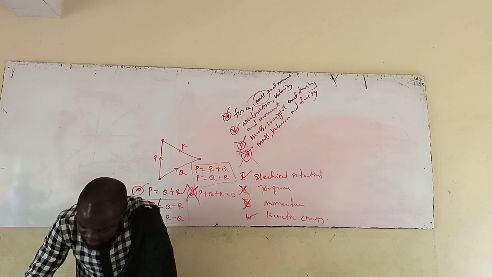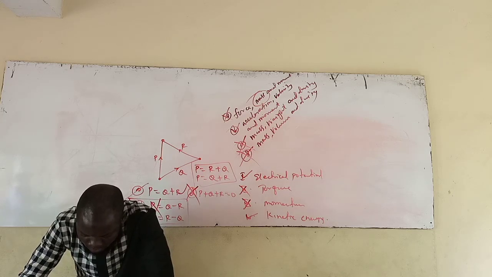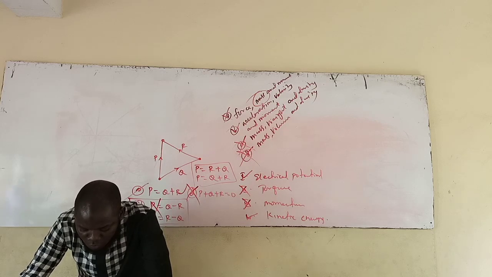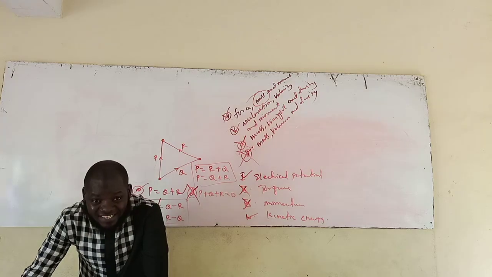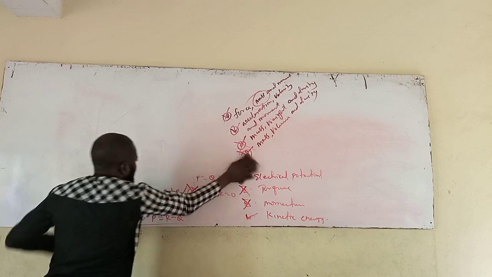Okay, question number 7 states that, JAMB 2011, number 5, paper type C. Okay, so we have this.